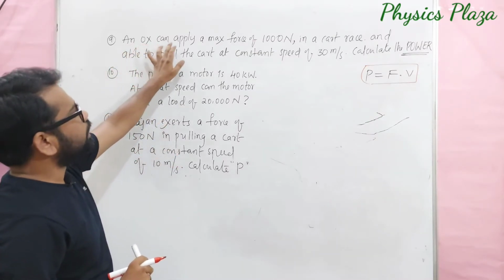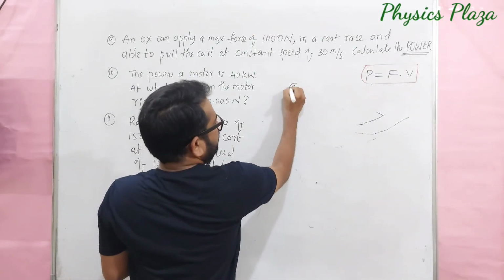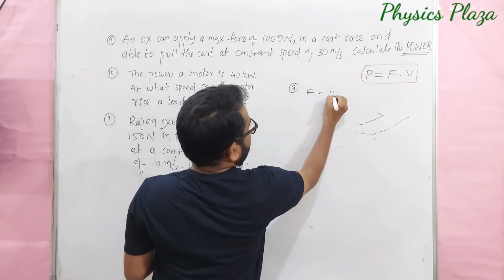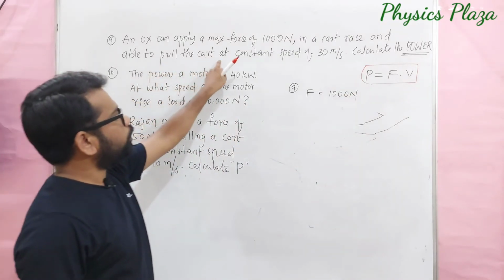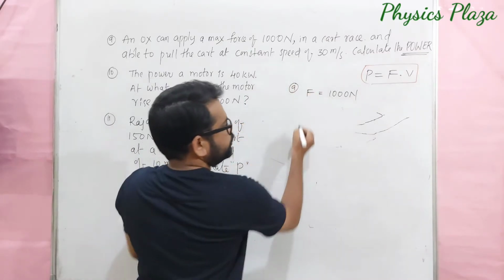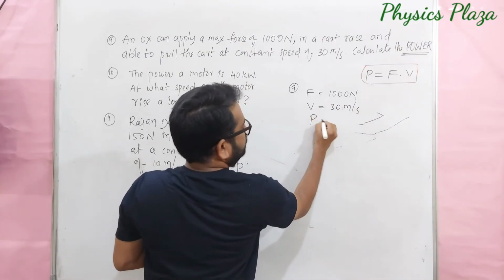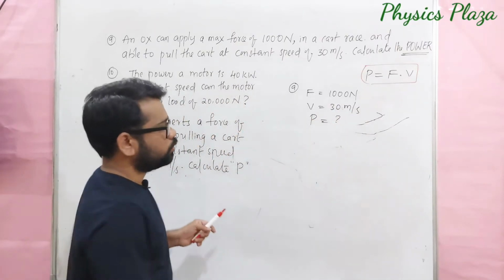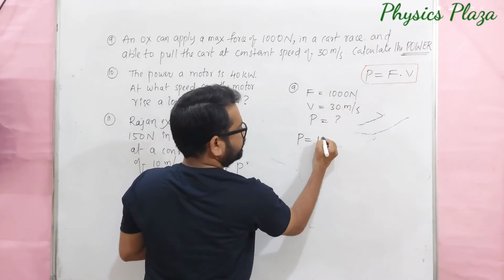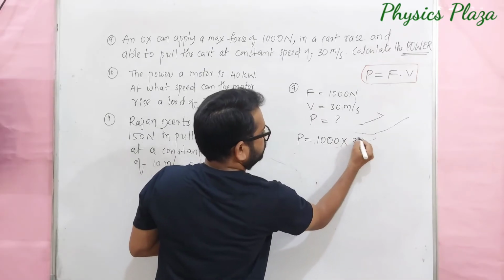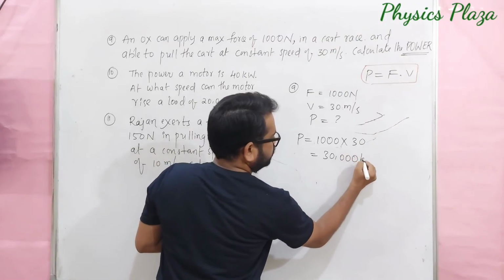So here it is given an ox can apply a maximum force of 1000 newtons. So children, in the 9th one, force is given, how much? 1000 newtons is given, and it is able to pull the cart at a constant speed of 30 meters per second. So speed is given, 30 meters per second. Then they are asking us to calculate the power of that ox. So power is equal to, use the formula, power is equal to F dot V. So F is equal to, given, 1000 into 30. So what is the answer? It is 30,000 watt.